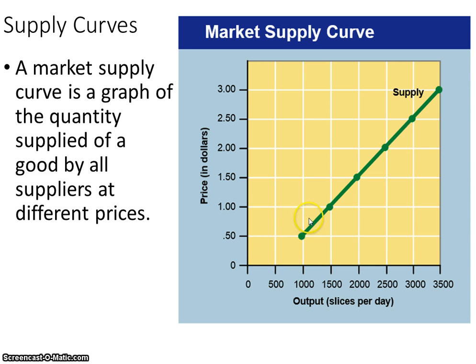As price starts to go up, more people are willing to produce more pizza and more producers are starting to join the market. As price goes up to $2.50 to $3, you have a lot more people willing to produce pizza because they feel they have incentive to do so. They can make more money by selling the pizza at higher prices. As price goes up, quantity supplied also goes up.